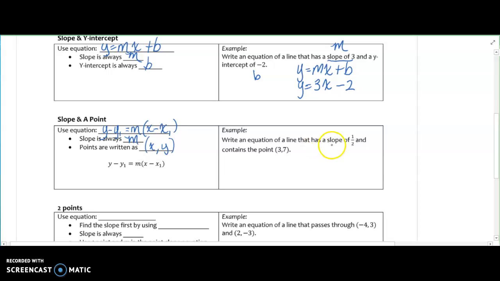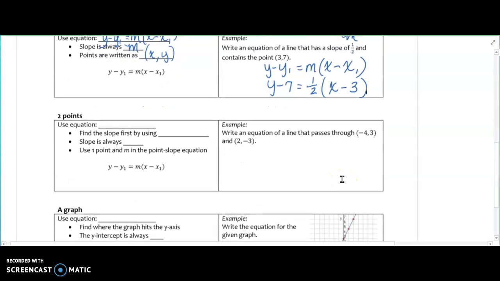We're going to write an equation of a line that has a slope, or m, of 1/2 and contains the point 3,7. So we have y minus y1 equals m times x minus x1. Okay, so we have y minus, our y is 7, equals, our slope is 1/2, times x minus our x1 is 3. And we've written our equation with a slope and a point using the point-slope form of a line.